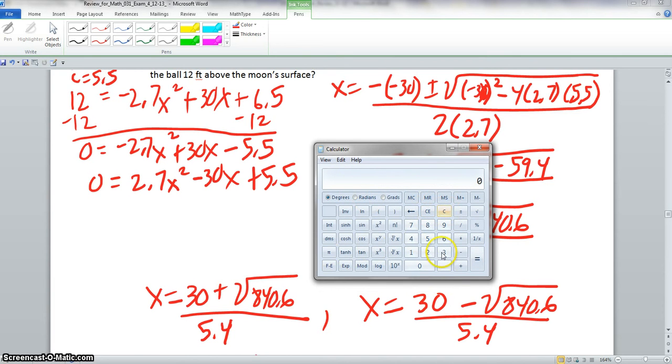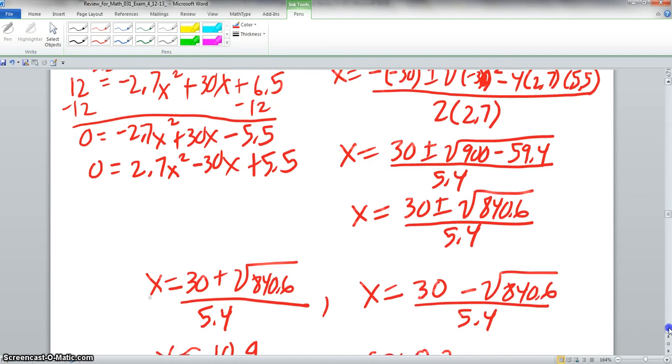Now we go here. We would add 30 minus parenthesis, we'll do 840.6 square root, close that parenthesis, and divide that by 5.4, which will give us approximately, rounded to one decimal place, 0.2.